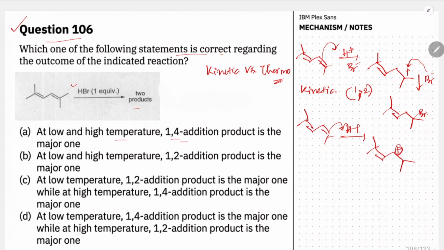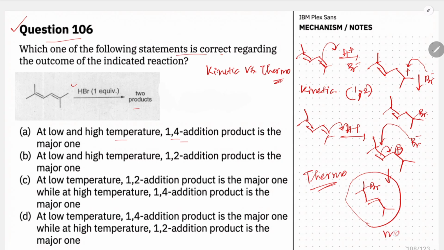Now here is a carbocation, and Br minus will attack to this side, and this will give Br. So this is a thermodynamic product. Basically this product is more stable than compared to this one.